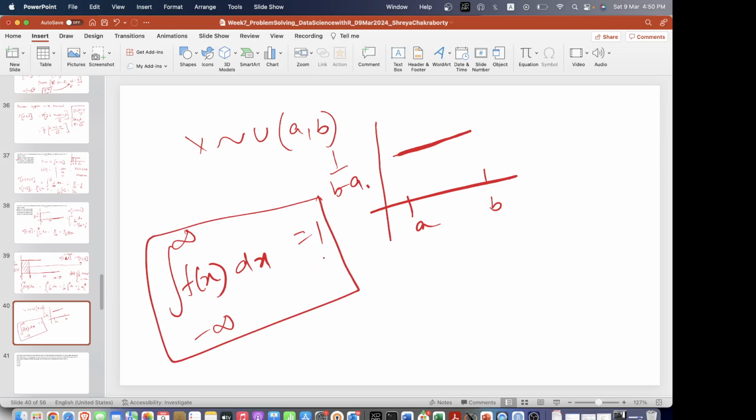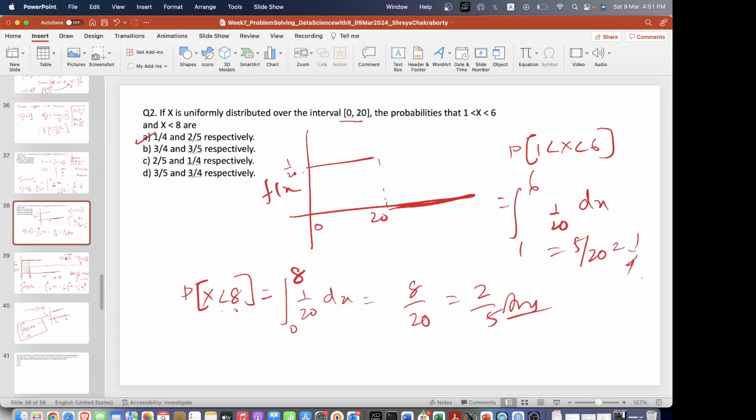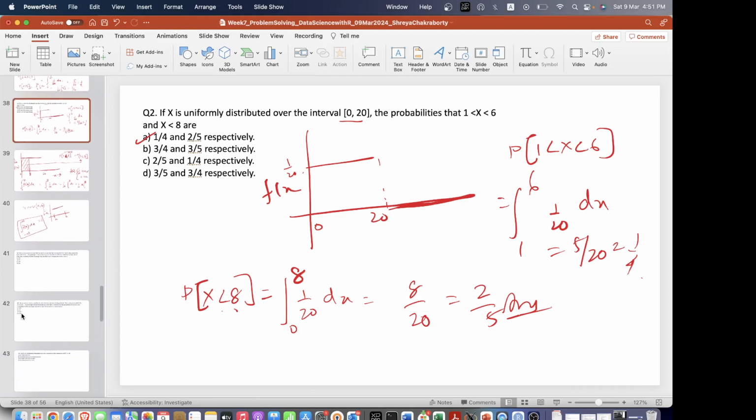This is one of the conditions that has to hold. So if this is a uniform distribution between A and B, this density has to be 1 by b minus a. So since here it is mentioned that it is uniformly distributed from 0 to 20, the fx value is 1 by 20 from 0 to 20 and 0 elsewhere. Thank you, ma'am. Clear now. Clear now, no? Okay, fine. You can proceed.